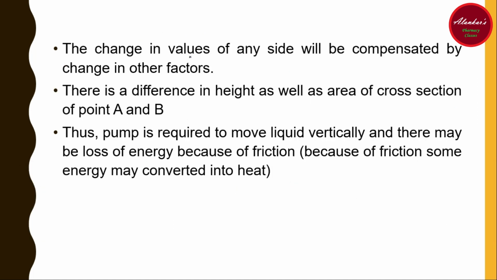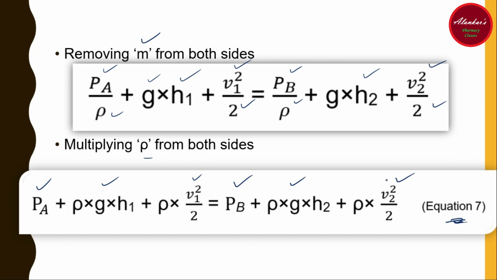Now the change in value of any term on one side will be compensated by a change in other factors. If the velocity of the liquid increases, other factors compensate for the increase. In this way, both sides of the equation will always be equal to each other. That is, LHS will always equal RHS.